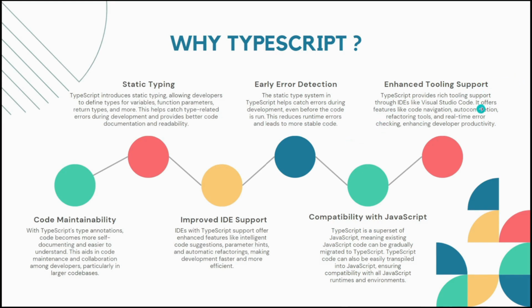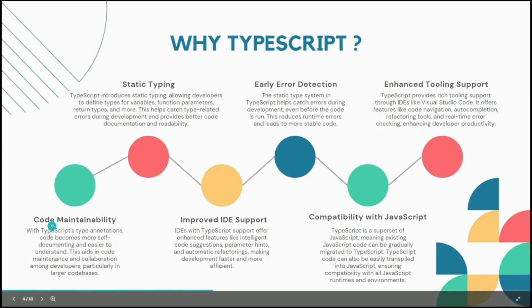So TypeScript provides rich tooling support through IDEs like Visual Studio Code, which we are using. It offers features like code navigation, auto completion, refactoring tools, and real-time error checking, enhancing developer productivity. So we are going to actually use these different options which we have in the VS Code editor. We are going to see how we get errors in there.